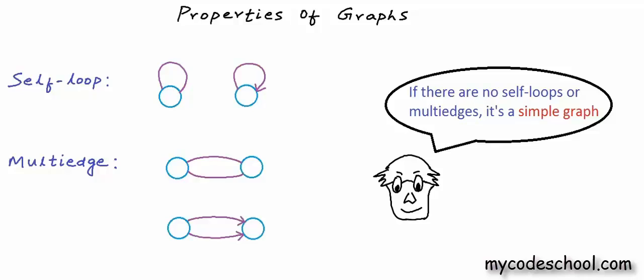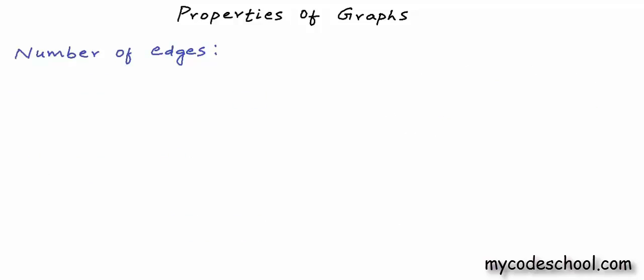Given the number of vertices in a simple graph, that is a graph with no self-loop or multi-edge, what would be the maximum possible number of edges? Well, let's see. Let's say we want to draw a directed graph with 4 vertices. I have drawn 4 vertices here. I'll name these vertices V1, V2, V3 and V4.